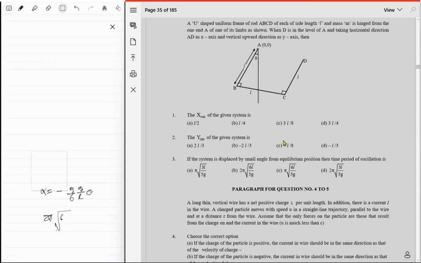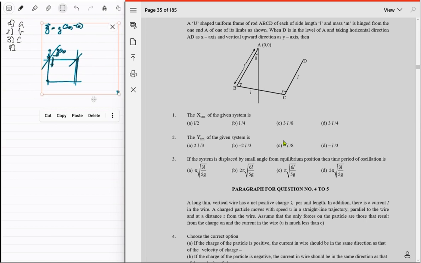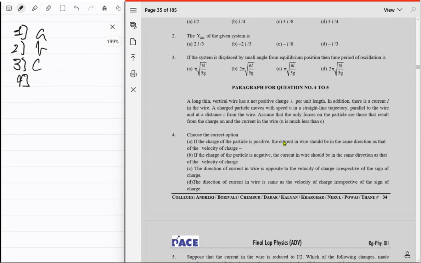ये सब करने जरूरी था फिर, I don't know. Next question. Fourth, okay, paragraph.